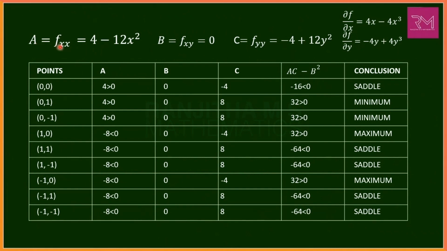Here, A is del square f by del x square, B is del square f by del x del y, and C is del square f by del y square. After finding the A, B, C values, we find AC minus B square. Then, for each point, we determine whether it is a saddle point, a maximum point, or a minimum point. This completes the problem. We shall move on to another problem.